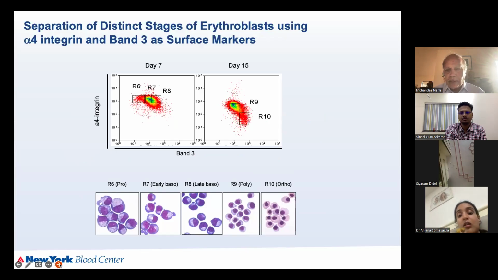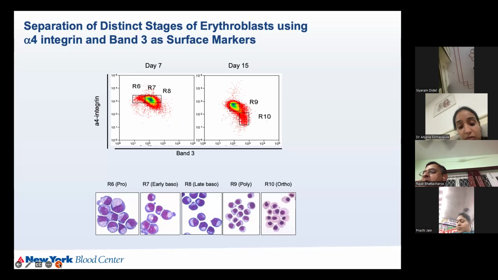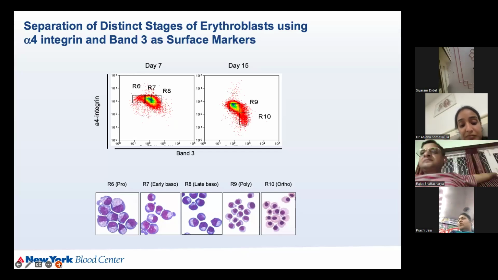So again, a number of years ago, we developed surface markers where we can clearly get all these 5 distinct stages of terminally differentiating erythroblast, from proerythroblast all the way up to orthochromatic erythroblast. And here we use 2 other markers called alpha-4 integrin, which is a cell adhesion molecule expressed on erythroblasts, and band3, which I talked to you earlier about, which is the anion transporter. And based on their expression levels, we can sort all these 5 different stages. Can I have the next slide?